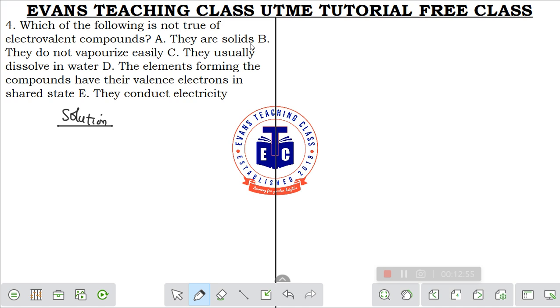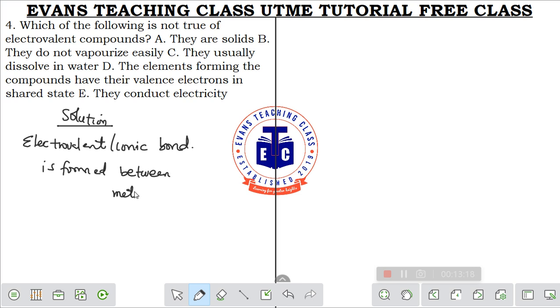Now what are the properties of electrovalent bond? You need to know that electrovalent bond is also called what? Ionic bond. Now how do we form electrovalent bond? Electrovalent bond is a bond that is formed between metal and non-metal. Once you just see metal and non-metal, it is what? Electrovalent bond or ionic bond.